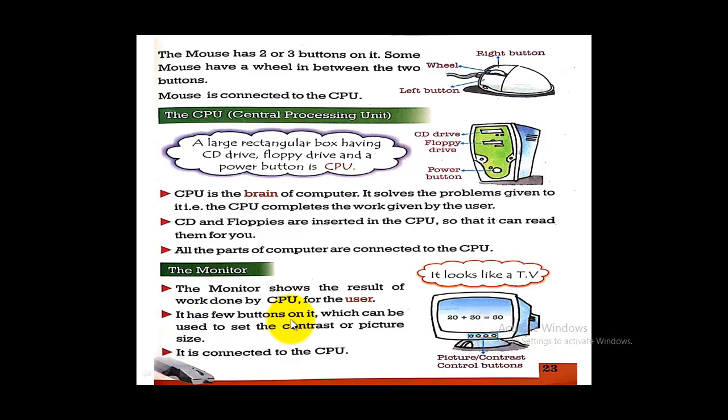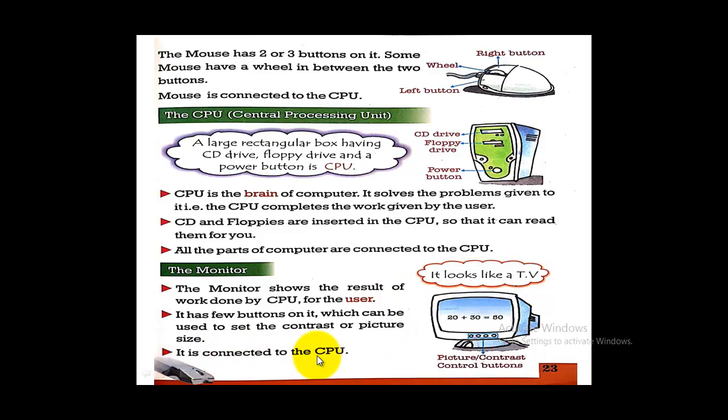Now it has a few buttons on it which can be used to set the contrast or picture size. The picture size, brightness, or contrast can be adjusted, and there are even some extra buttons like volume up and down, and a power button to switch the monitor on and off.